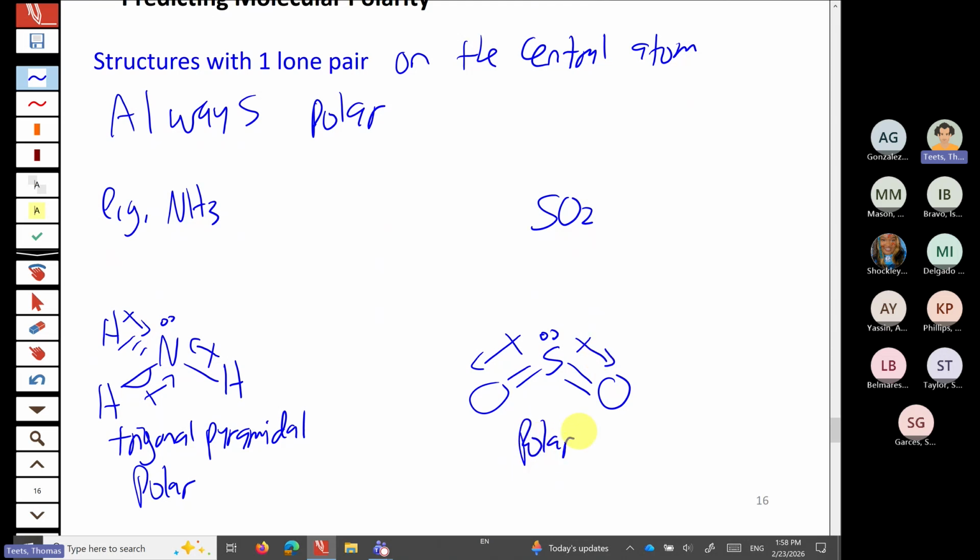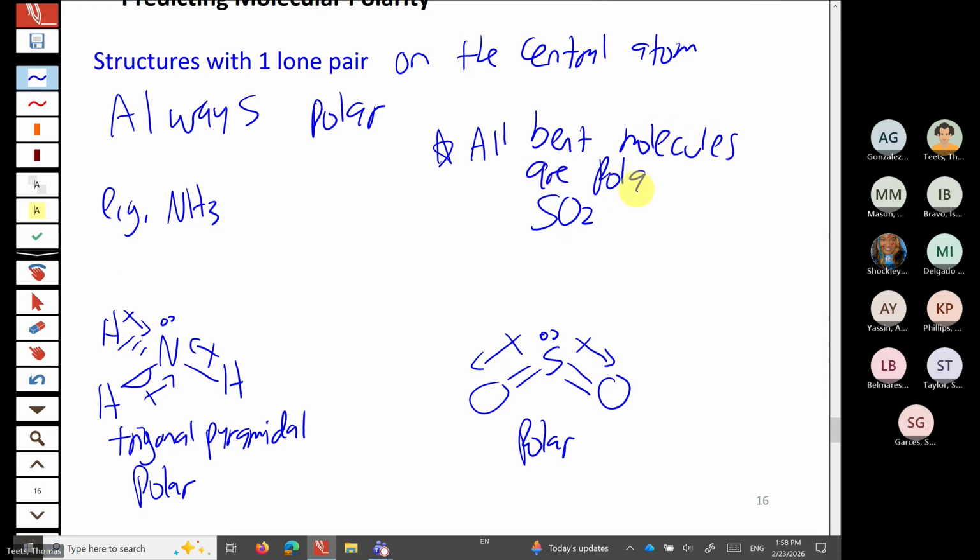And a useful thing to remember also that's related to this is that all bent molecules are polar. All right. Again, with 3 atoms in the formula, SO2, there's only 2 possibilities, linear or bent. If it was linear, it would be nonpolar, like CO2. But if it's bent, it's polar, like SO2. And so that's another useful distinction.